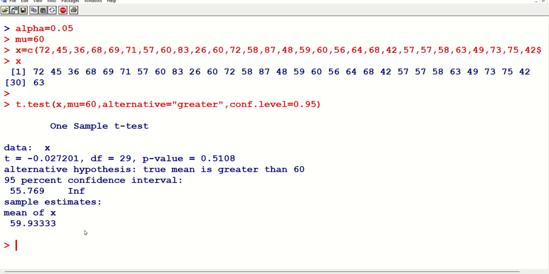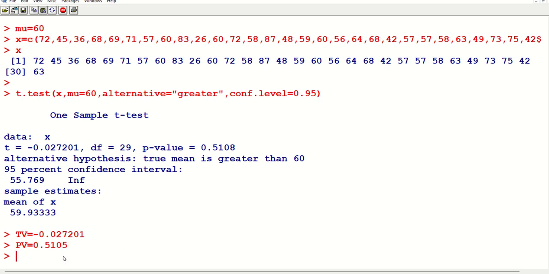Here you will get two things. Number one, you get the test value, which is what we were calculating in the previous question. In this question you get 0.027201. This is the test value that we were calculating previously when data is not given. And another thing from this data is the p-value, 0.5108.